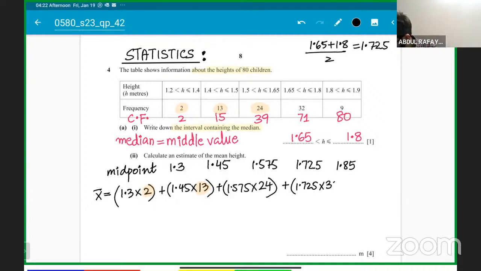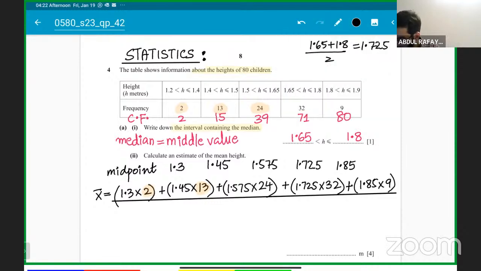Everyone getting it? So this is 1.725 into 32, and then you have 1.85 into 9. This is the numerator that will be divided by the total number of frequency, that is 80 children. If you want to show all the detail, you can show it by adding them: 2 plus 13 plus 24 plus 32 plus 9, that's the same thing, okay, students? So 1.3 into 2, 1.45 into 13 plus 1.575 into 24 plus 1.725 into 32 plus 1.85 into 9.